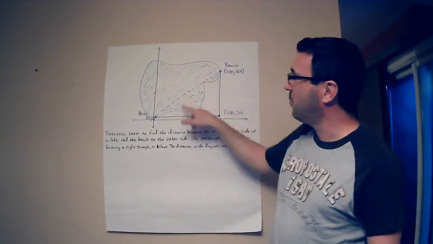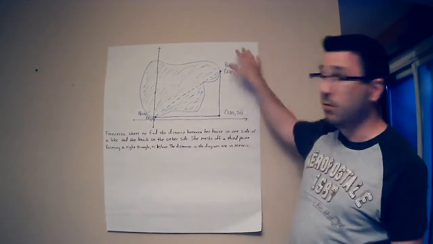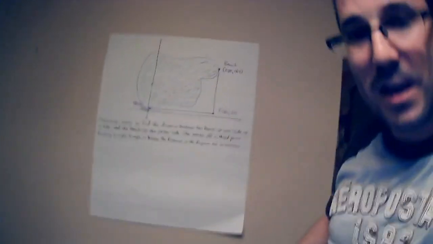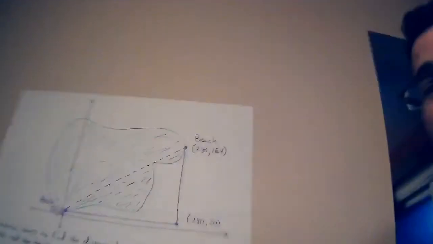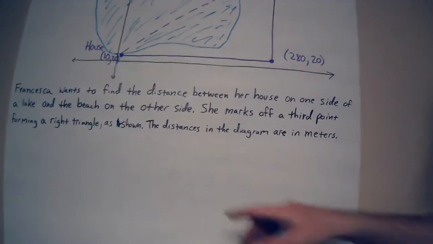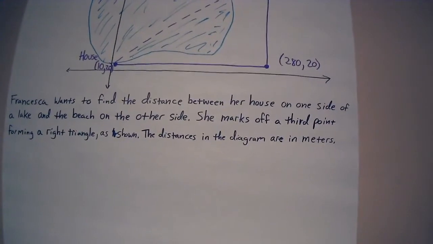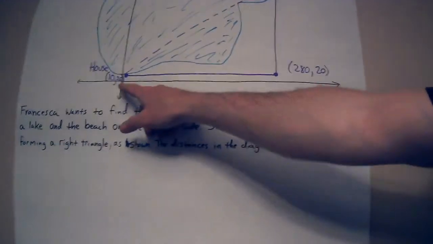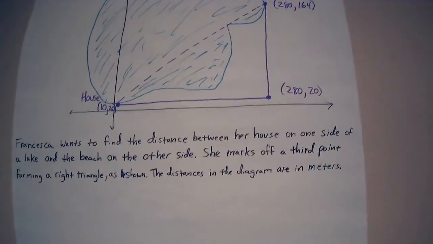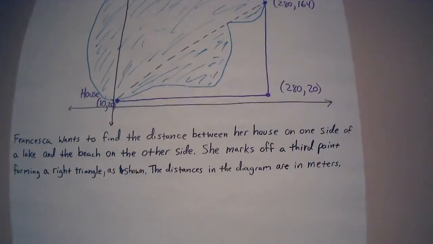So what I drew is I drew a lake, and you'll notice it's not graph paper. I'm going to do this again so you can actually read what I wrote. All right? So, I have here, Francesca wants to find the distance between her house on one side of the lake, here's her house, and the beach on the other side of the lake. Here's the beach.